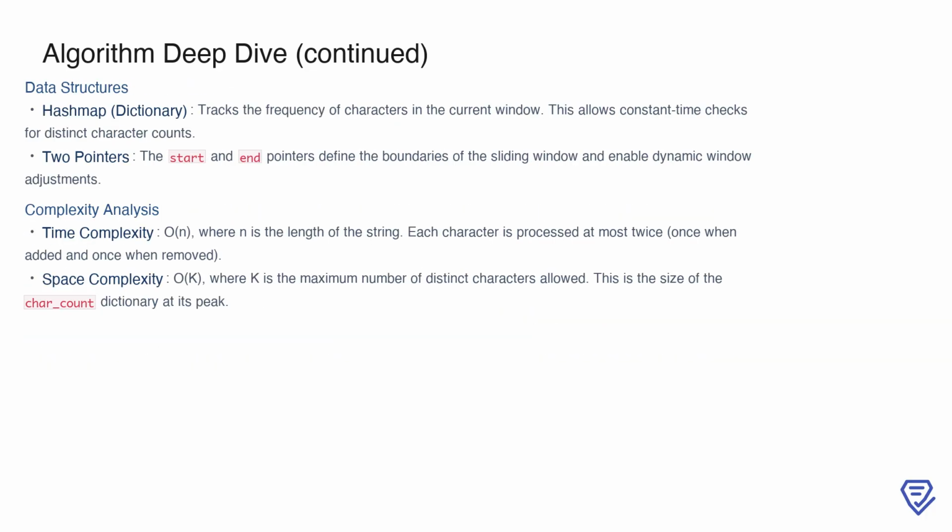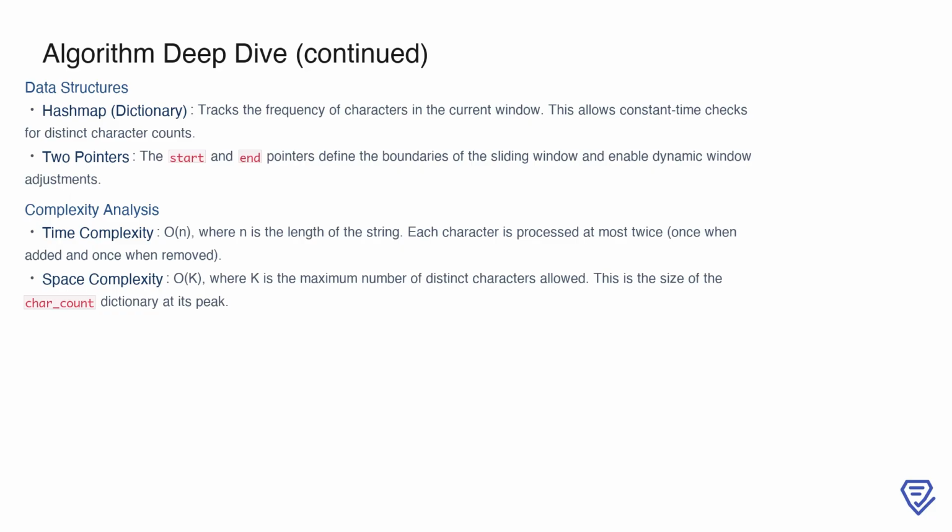The algorithm relies on specific data structures to achieve its efficiency. A hash map, or dictionary, is used to track the frequency of characters in the current window. This structure allows for constant time updates and checks, which are vital for maintaining valid windows. The two pointers, start and end, enable dynamic adjustment of the window boundaries as we process the string.